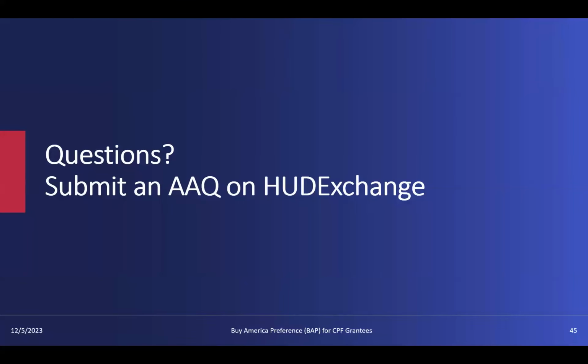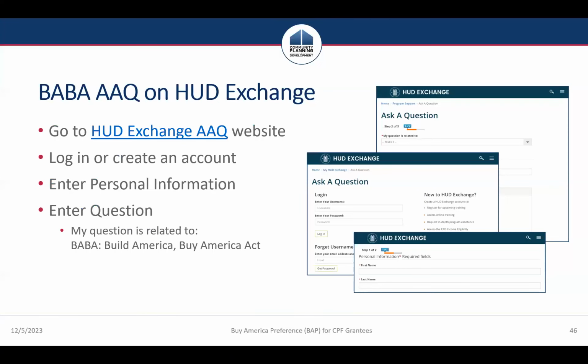And then if you do have questions, please submit them on the AAQ. If you've been submitting questions through the CPF pool, there's also a BABA pool that you can go into. So just as you would with CPF, you indicate that your question is related to BABA. Please do include as much information as you can if you're an FY22 or FY23 or FY24 grantee, to help the team respond completely to your question.